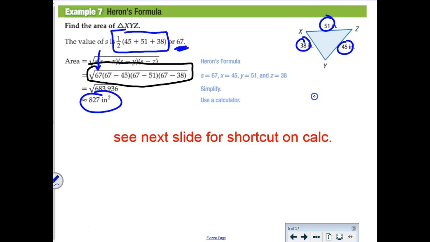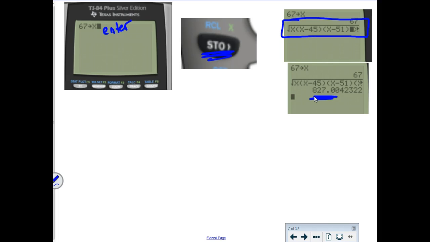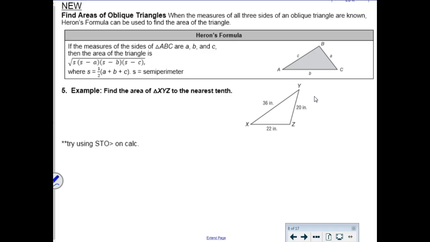So hopefully you all practice that and you can figure out how you too can get 827 square inches. All right, so this question, you know what? Let's try storing. Let's see if we like it. First thing you have to do though, guys, is find the semi-perimeter. So the semi-perimeter would be half of your perimeter. So this one I think comes out to 15.5.